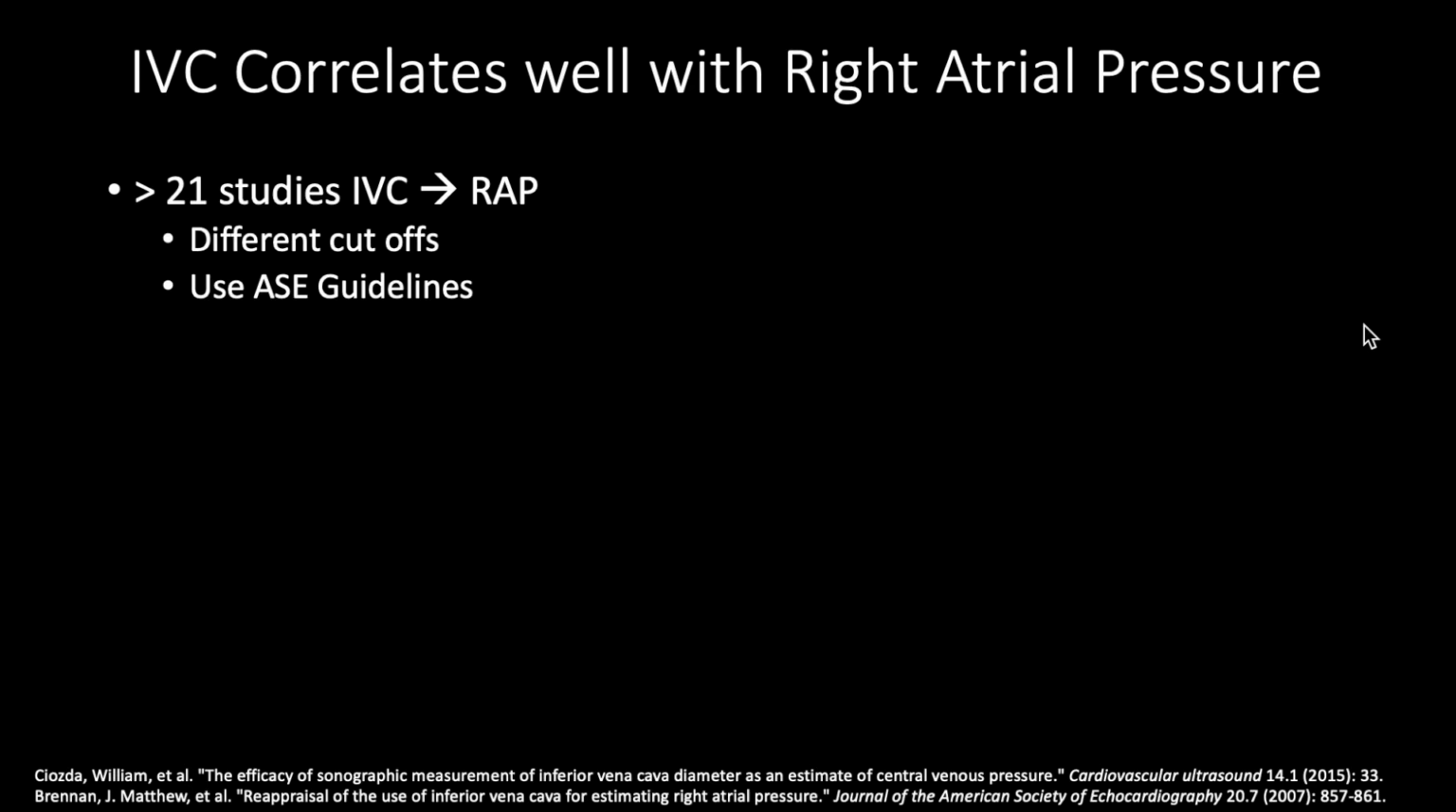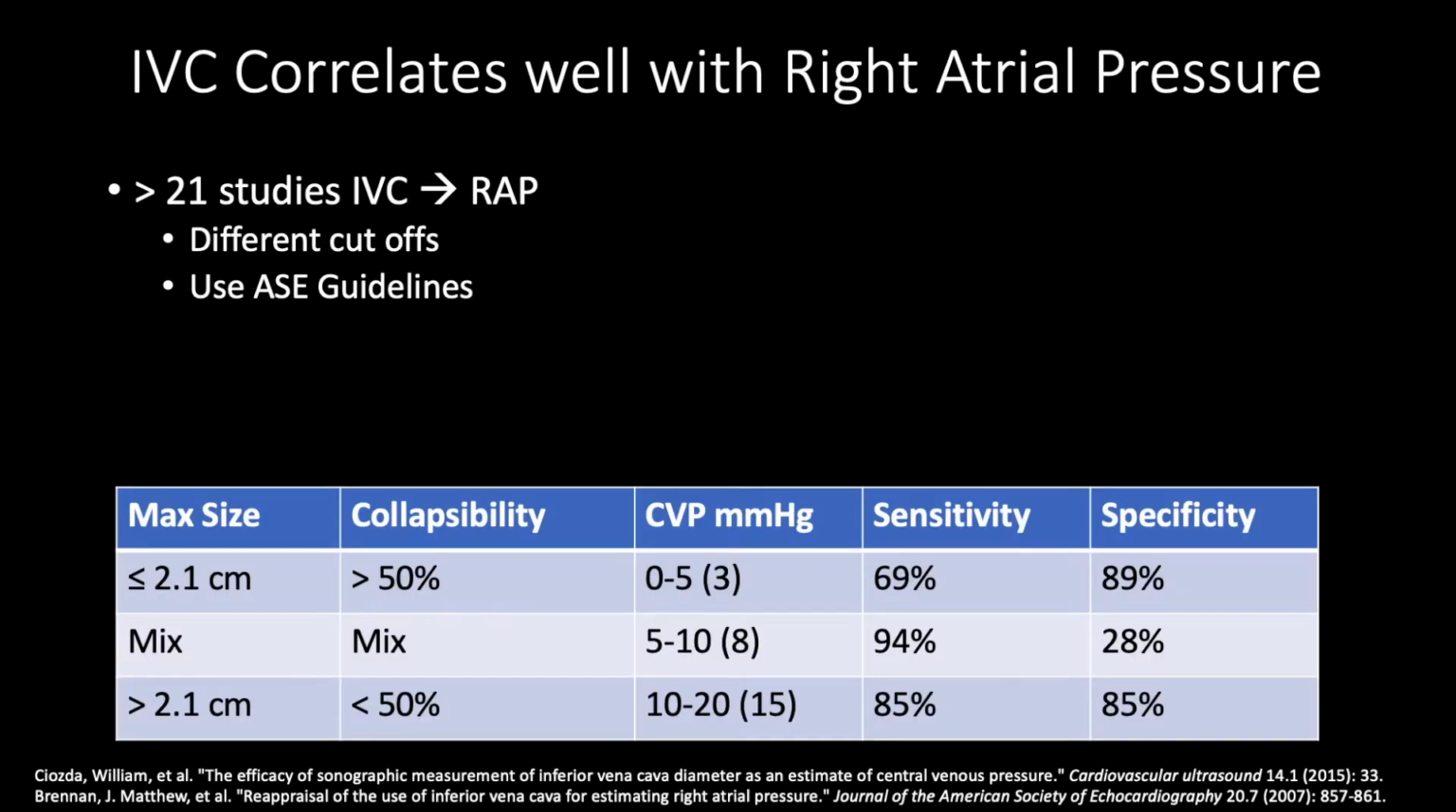So let's look at the evidence briefly for how well IVC correlates with right atrial pressure. It correlates pretty well. And when I say right atrial pressure, it's the same as central venous pressure in these cases for all intents and purposes. Over 21 studies have looked at IVC compared to right atrial pressure, and unfortunately they all use different cutoffs. So I stick to the American Society of Echocardiography guidelines, and those are the numbers I've been sharing with you today.